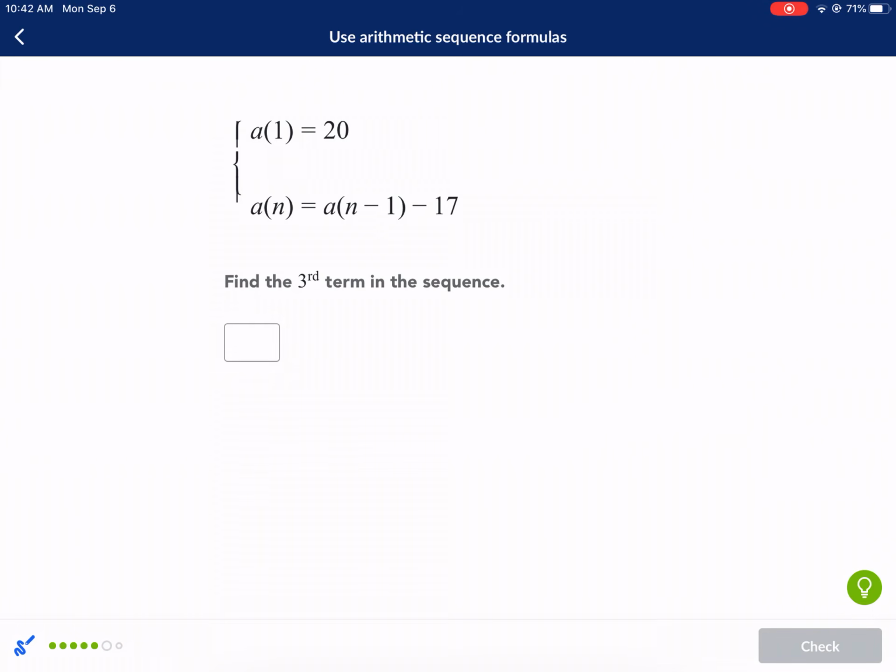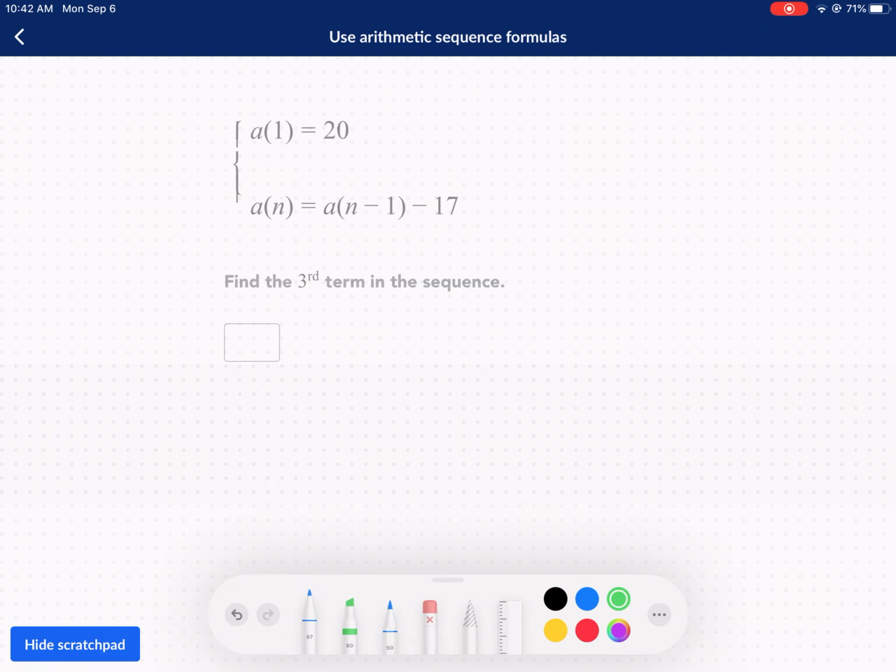Okay, we're given A1, and we're trying to find the third number. And if you're getting fast at this, you don't have to write it all out like I've been doing, but you can just apply this pattern twice, because we'd do -17 to get the second term, and we do -17 again to get the third term. So in total, we could just subtract 34 from 20, and that's going to give us -14.